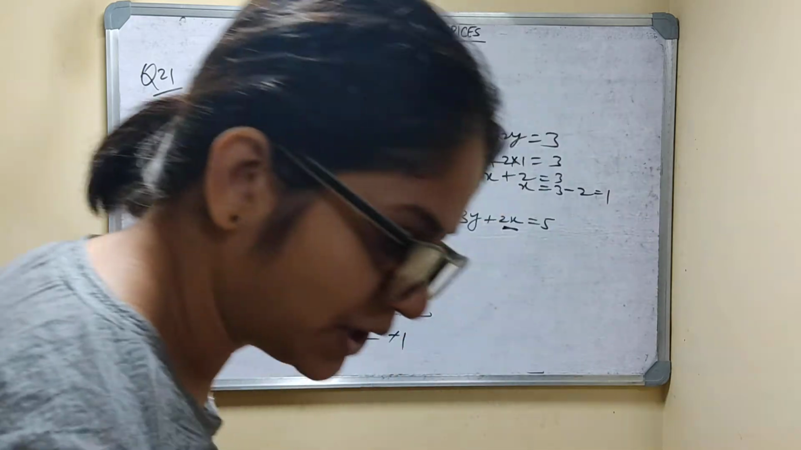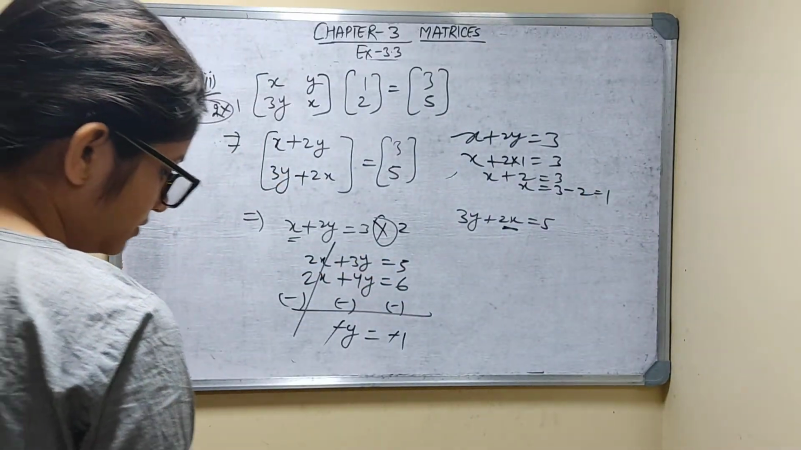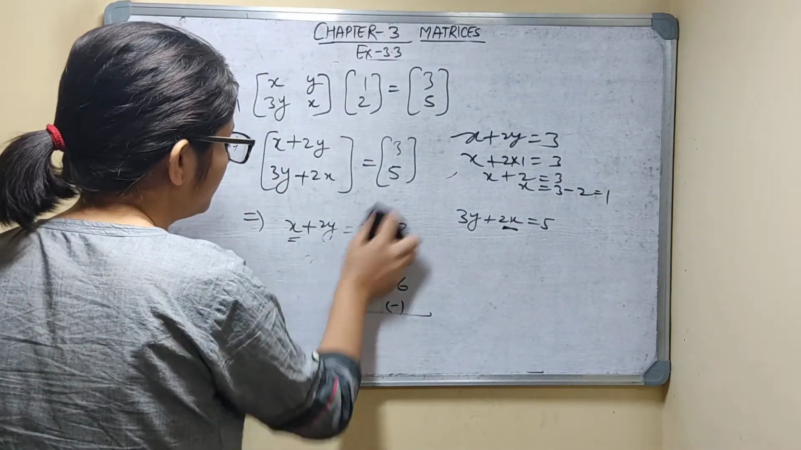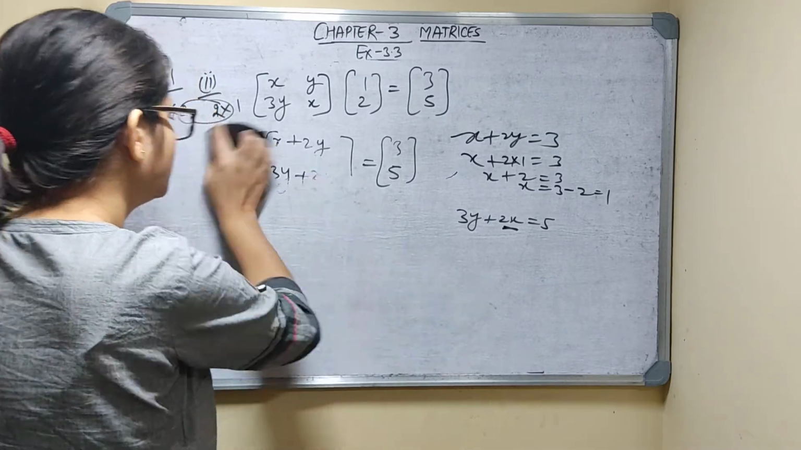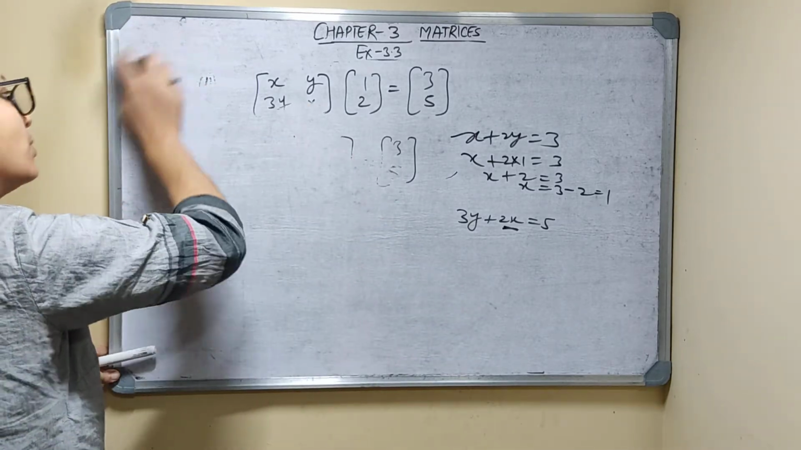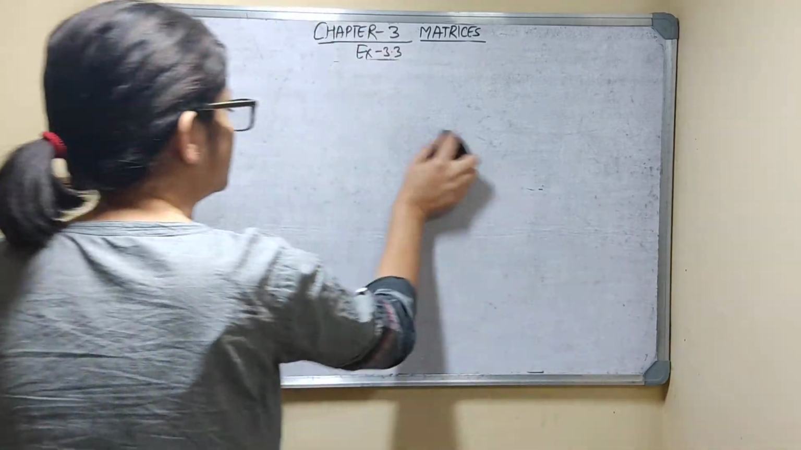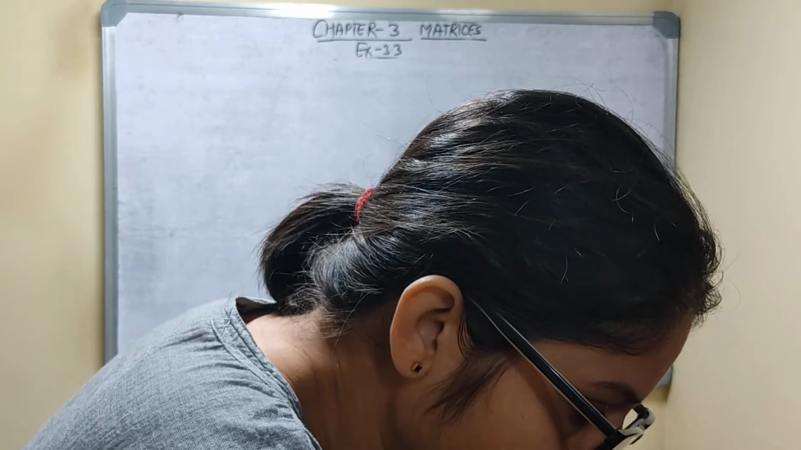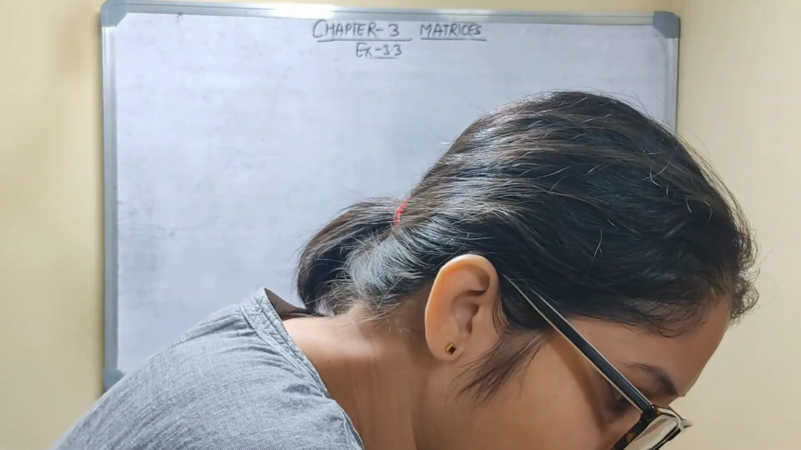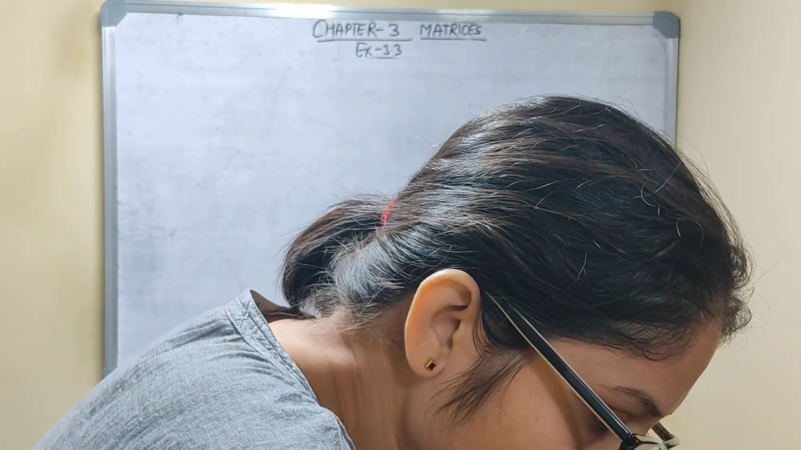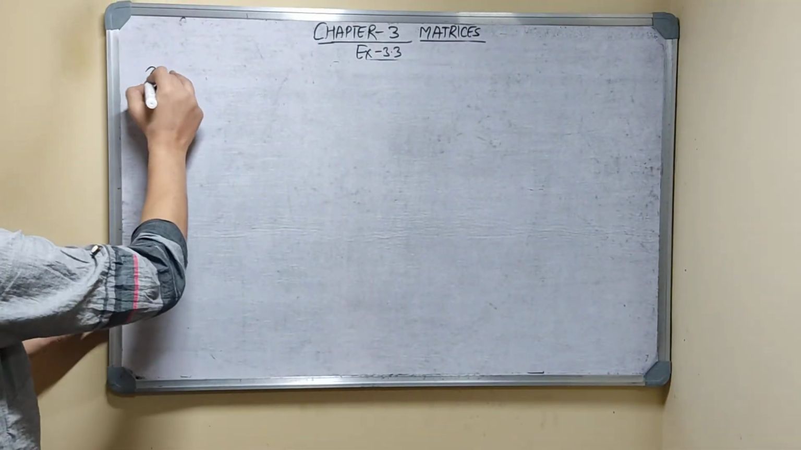Now question number 22. 22 is the same as we did before. If you have doubt, you can ask in the comment section. Second, you can do 22nd, or I'll do. Okay, I'll do question number 22.